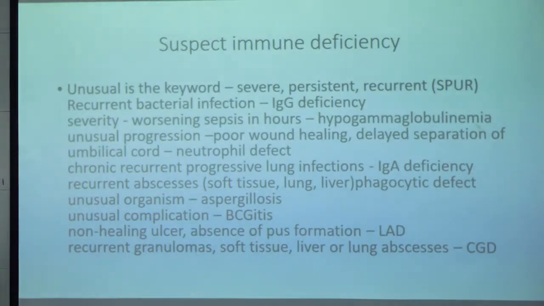Now having given these basics, let me come to when you suspect an immune deficiency. And I think the most important word is the unusual presentation. Now add to that the severity, the persistent, or the recurrent. And therefore the mnemonic SPUR. But the most important part is, is every severe, persistent or recurrent problem an immune deficiency? No. It has to be unusual. And therefore unusual is the word.